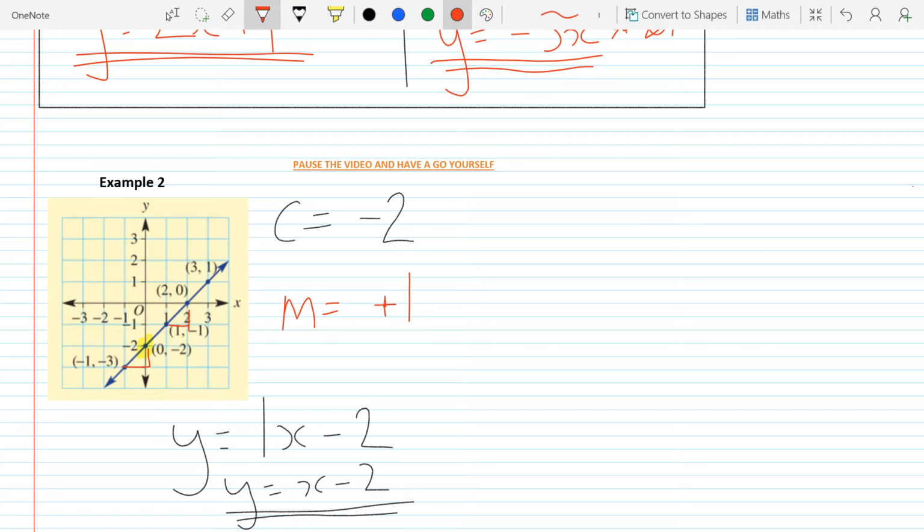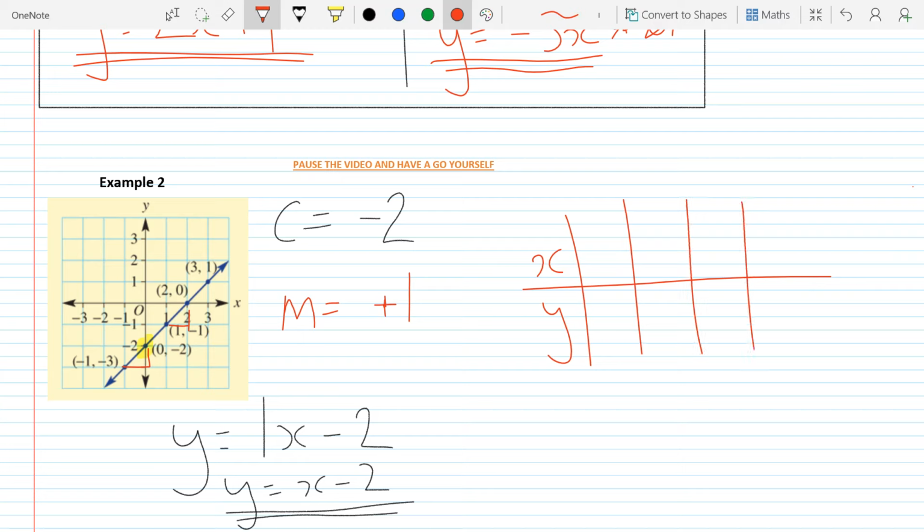As well as that, we could actually make a table. So if we did x, y, because we've got these coordinates here, we can put some coordinates in. So if we look at these coordinates here, minus 1, minus 3, 0, minus 2, 1, minus 1, 2, 0, 3, 1. We can input these. So x is always first, remember. So we've got minus 1, minus 3. That's coming from there. 0, minus 2, 1, minus 1, 2, 0, 3, 1. Let's tidy that up.